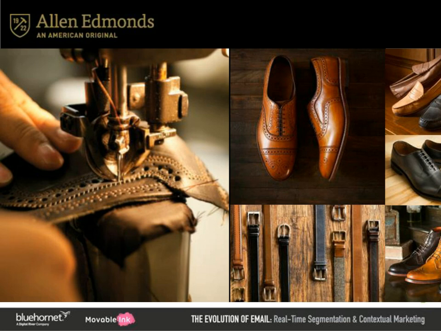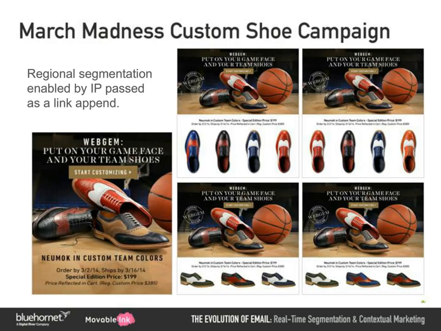Let's go ahead and get into some of these examples then. Each campaign is going to be unique here, and this is where we started testing the abilities with Movable Ink and our ESP Blue Hornet to really understand what kind of power contextual marketing and segmentation at this level can do for us.